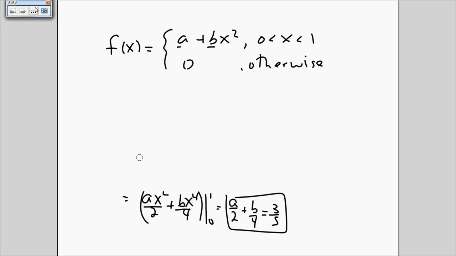If this were a multiple choice exam, we could look at the choices and hopefully only one choice would satisfy the equation a over 2 plus b over 4 equals 3/5. In fact, I'm going to multiply by 20, the LCM. Multiply that by 20, I get 10a. I multiply this by 20, I get 5b. Multiply this by 20, and you get 12.